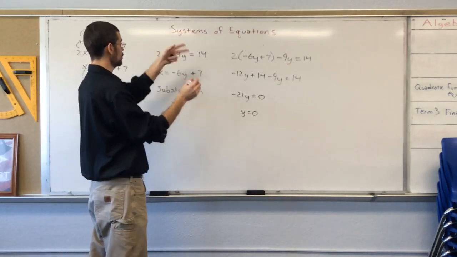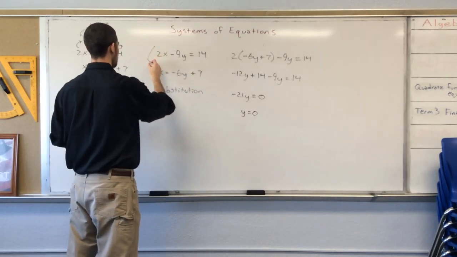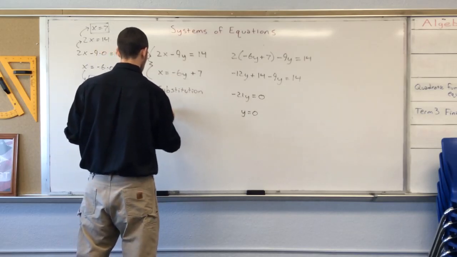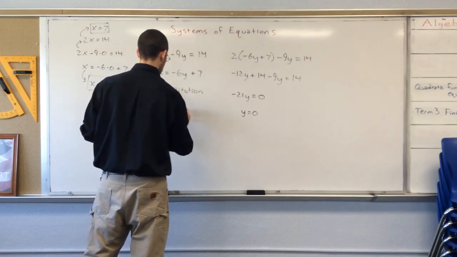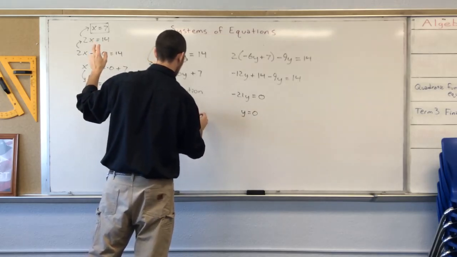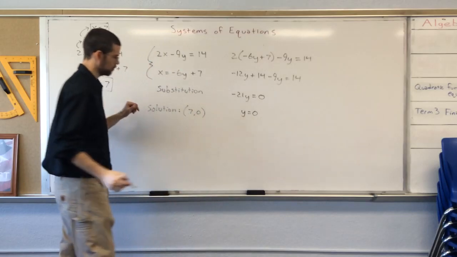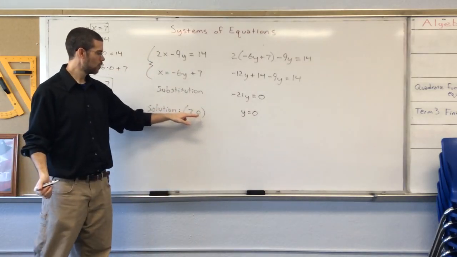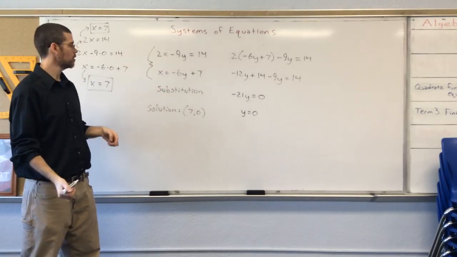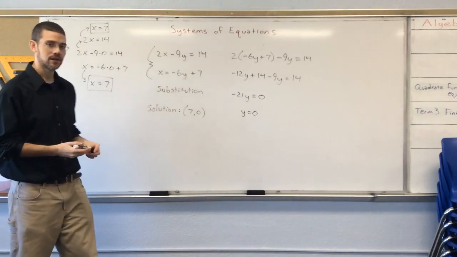Okay, so the solution to this set of equations right here, the solution is the point 7, comma 0. X is 7, y is 0, satisfies both of the constraints or equations in our system. And we're done.